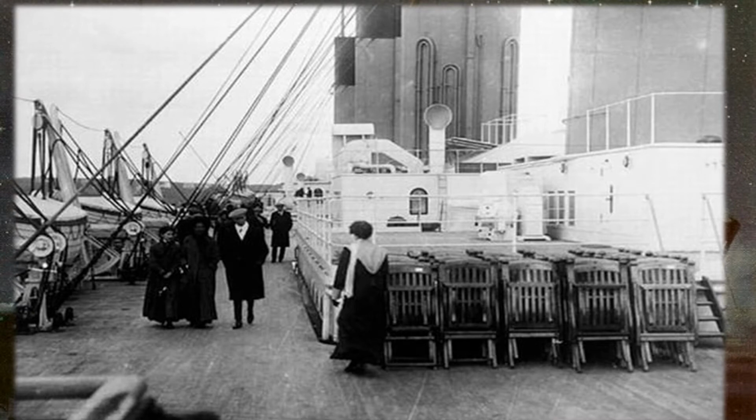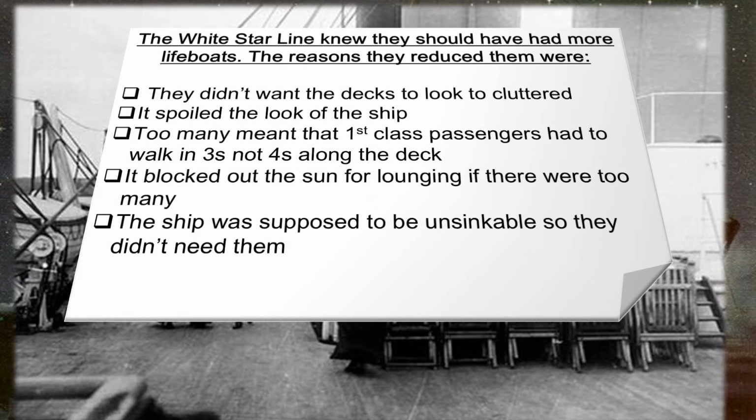You also need to think about for your assessment the lifeboats themselves. The White Star Line, who funded the Titanic, knew they should have more lifeboats, but there were a number of reasons why they reduced the amount of lifeboats they had. Some of these reasons include the fact that they didn't want the decks to look too cluttered on board the Titanic. They didn't want it to spoil the look of the ship overall. Too many lifeboats meant ultimately that first class passengers would have to walk in threes, not fours on the deck, which was an inconvenience for them. It also blocked out the sun if there were too many lifeboats. And remember, the Titanic itself was meant to be unsinkable. So why do you need lifeboats if the ship is meant to be unsinkable?